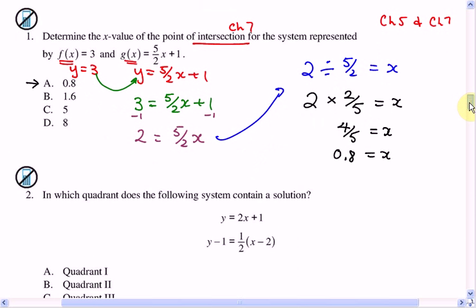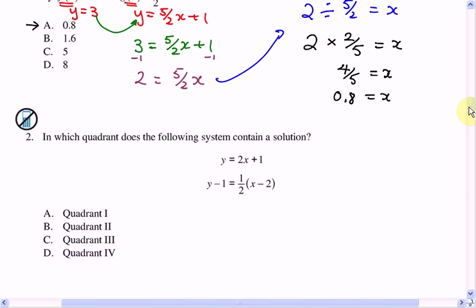The next one says, in which quadrant does the following system contain a solution? So once again, you're going to be doing some graphing and a system of equations, so chapter 6 and chapter 7 here. By the way, for those of you who forgot what it meant by which quadrant, remember the Cartesian coordinate plane can be split into 4 different sections, and each section represents a quadrant.